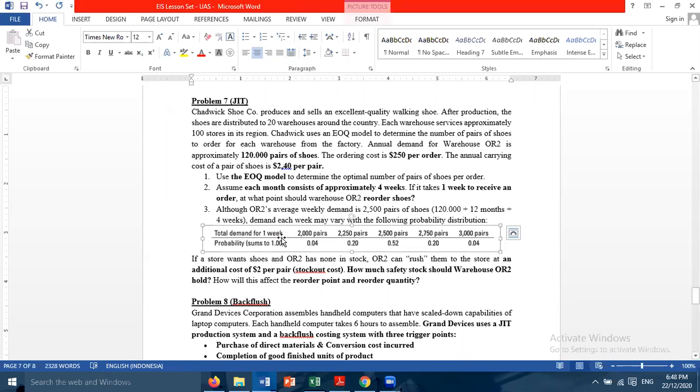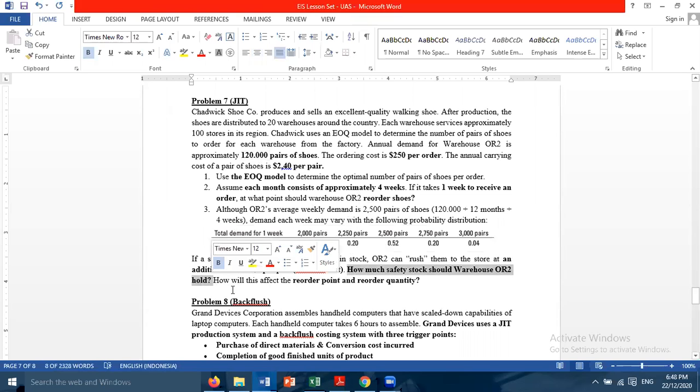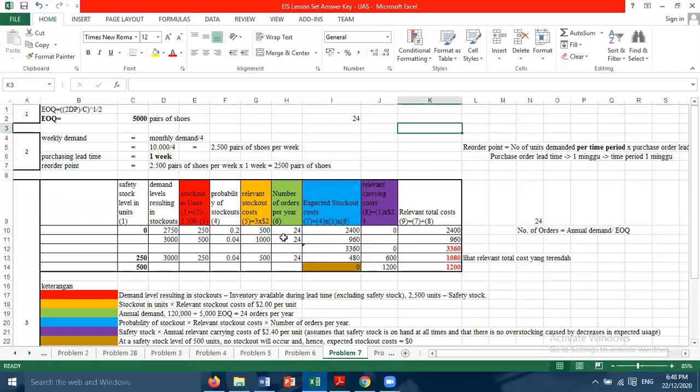All right, next is number 3. In number 3, we are given a situation with a probability table, and we are asked how much safety stock warehouse OR2 should hold. Once again, if you want to find the optimal amount of safety stock, we need to calculate the relevant total cost. So what exactly is relevant total cost? Relevant total cost is the relevant carrying cost plus the expected stock out cost plus the relevant order cost. Okay. So first, we need to divide this into 3 different scenarios.